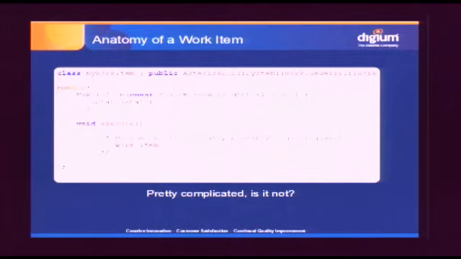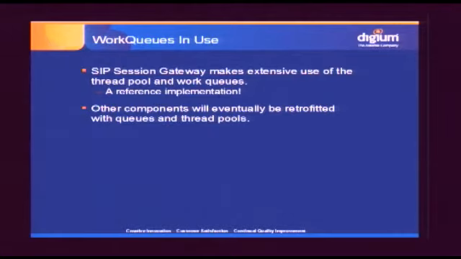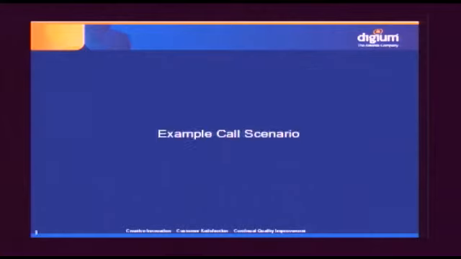What you're basically doing is taking an operation and encapsulating a single operation into a single object that we refer to as a work item. So here's an example of a simple work item. It implements our work queue's work interface and has an execute method. When it's ready to execute at the appropriate time, it will get executed and do its stuff in a thread-safe manner. Right now, our SIP session gateway makes extensive use of the thread pool and work queues. The bridge manager does as well.